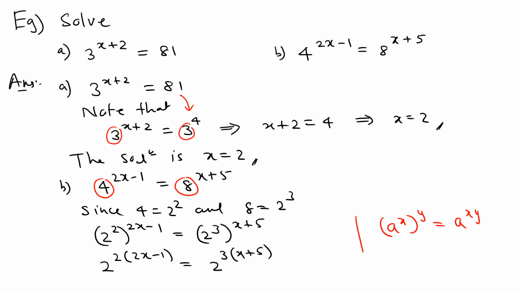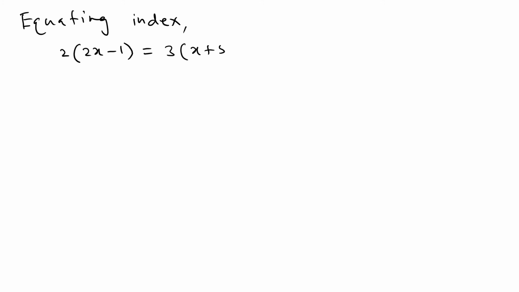After we do that, you can see they have the exact same base. So you can equate the index. We can say equating index. We have 2 times 2x minus 1 equals 3 times x plus 5. So that is the equation we get using the equating index.